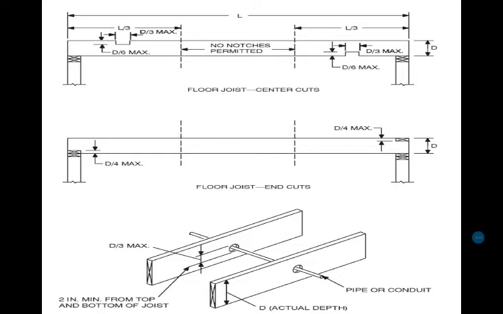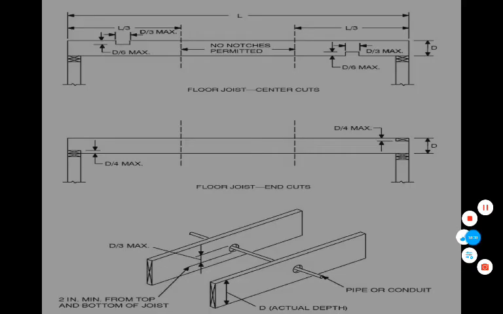So again, 2 by 8s are 7 1/4 tall, 2 by 10s are 9 1/4 tall, 2 by 12s are 11 1/4 tall, the actual thickness. So if you have any questions, let me know.